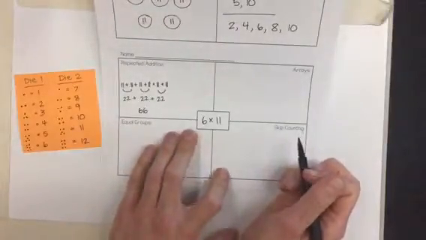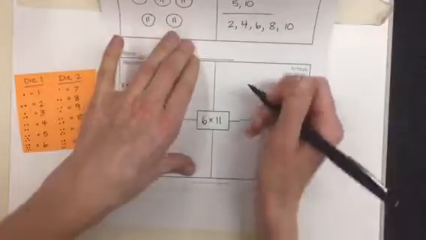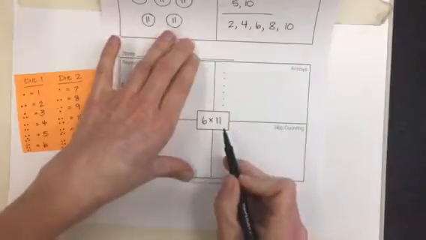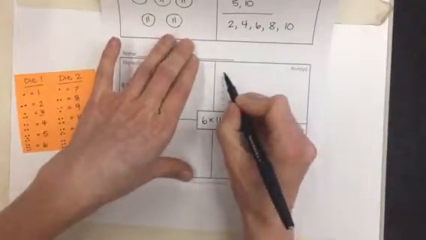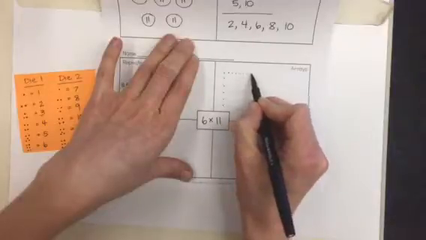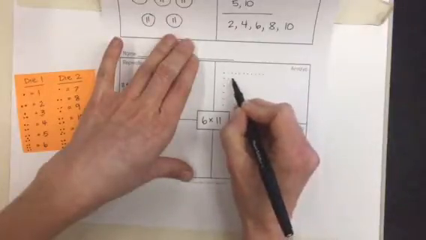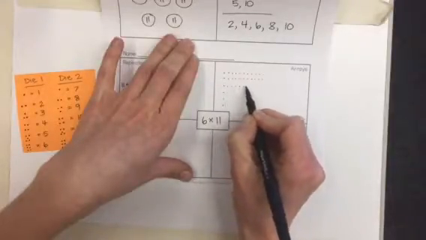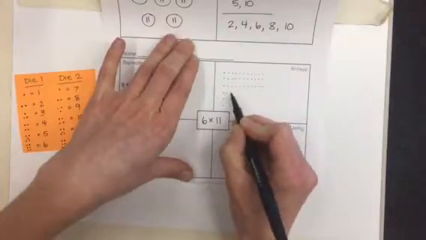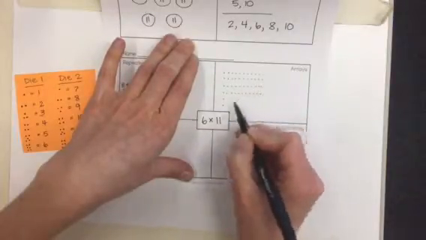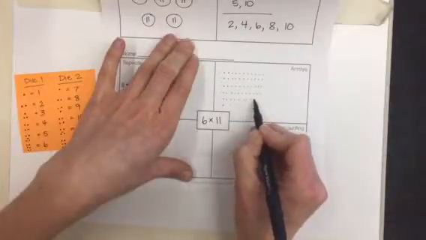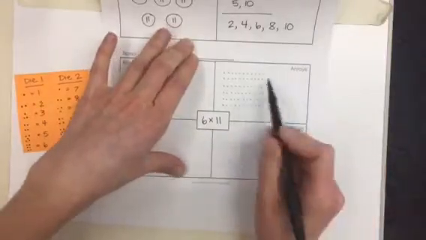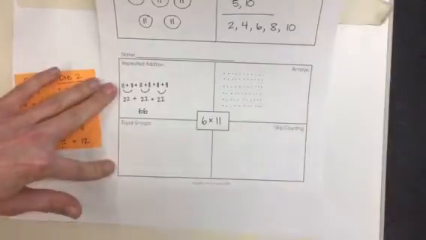All right, let's make an array. Let's do 6 rows of 11. Here will be my rows: 1, 2, 3, 4, 5, 6. And now each of these needs to have 11, and this dot counts as the first one. So I have 1, 2, 3, 4, 5, 6, 7, 8, 9, 10, 11. A little time consuming, but I have 66 dots because 6 times 11 is 66.